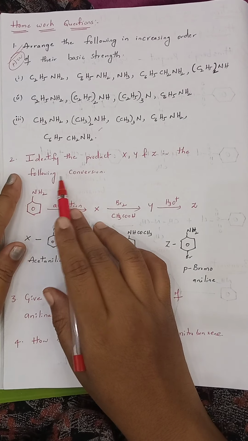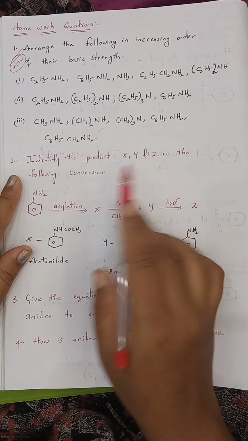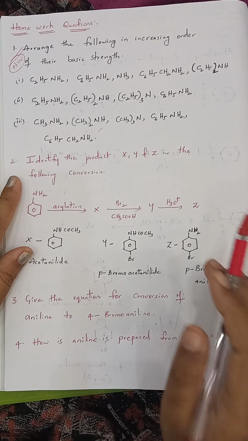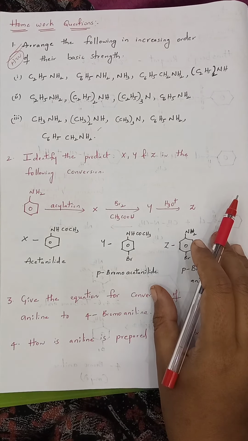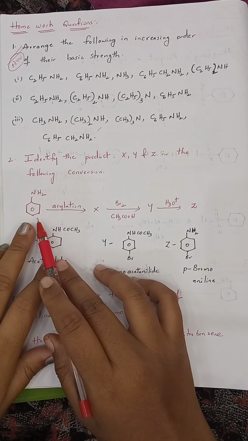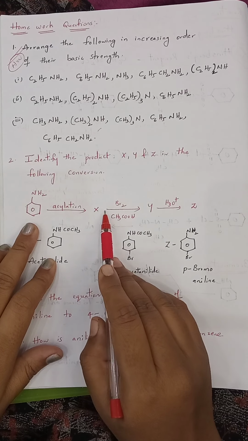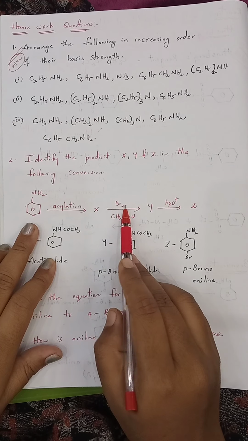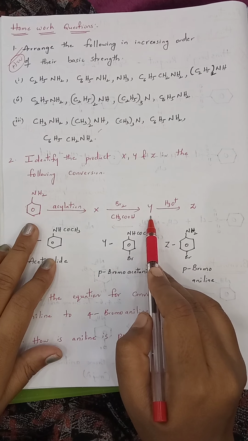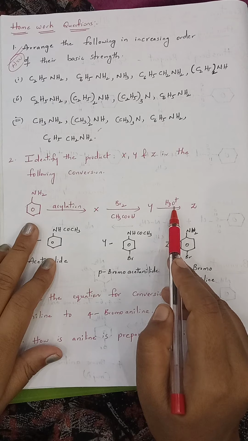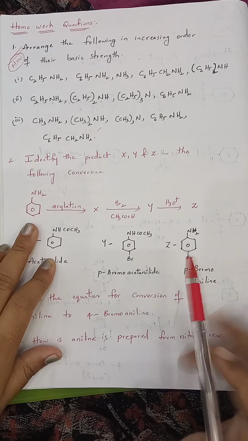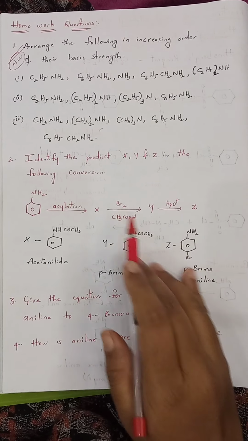And next question: identify the products X, Y and Z in the following conversion. Here they have given a question. When aniline undergoes acylation, it gives X, which on bromination in acetic acid gives Y, and this Y undergoes hydrolysis to give Z. We want to complete this reaction.